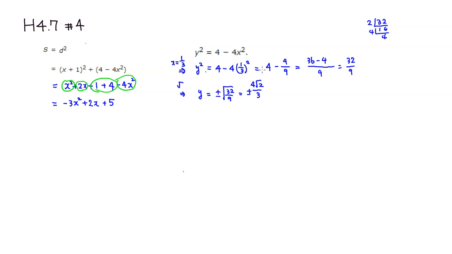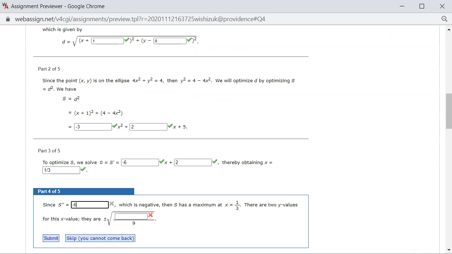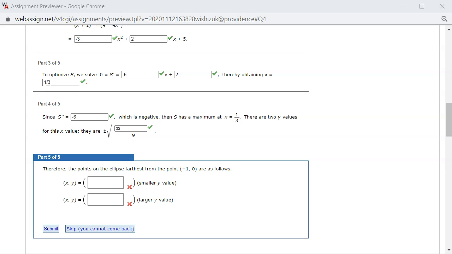All right, so let's type it in. Actually, we can just do the square root of 32. Let's submit. It came back, so we got part 4 correctly.